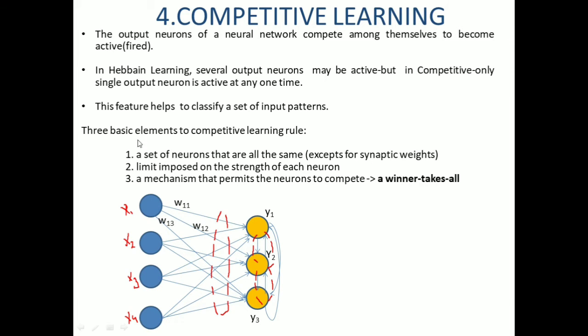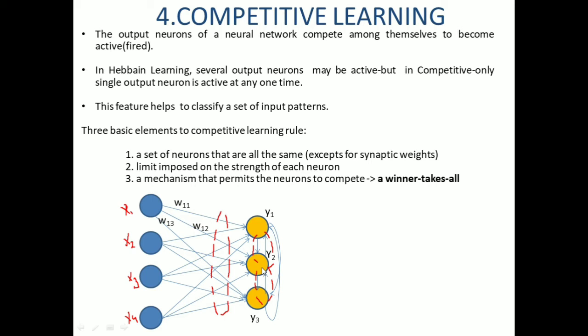The third basic element is a mechanism that permits the neurons to compete. That is, neurons compete for the right to respond to a given subset of inputs, such that only one neuron per group is activated at a time. So the neuron which wins the competition is called a winner takes all neuron.